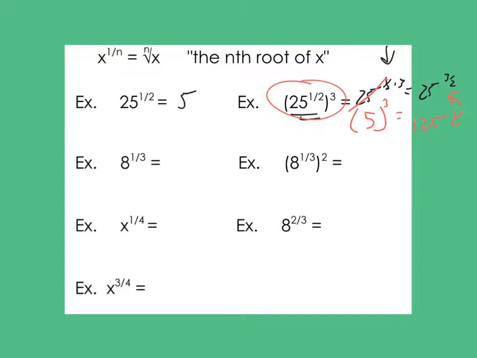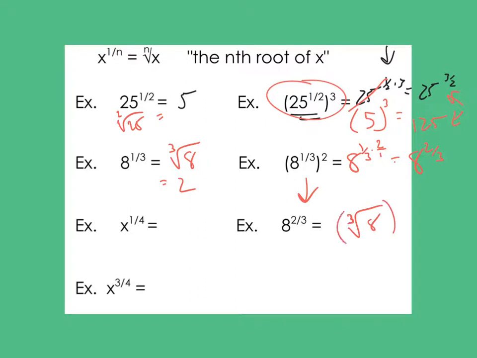So 8 to the 1/3 would be the cube root of 8. And just doubling back, 25 to the 1/2 is the square root of 25, which is equal to 5. And by the way, the cube root of 8 is equal to 2. Now 8 to the 1/3 raised to the 2nd would be 8 to the 1/3 times, technically that's 2 over 1, so that's 8 to the 2/3. And now if we come down to here, well then what is 8 to the 2/3? Well, that's technically the cube root of 8 squared. And by the way, the cube root of 8 is 2 squared, which is 4.